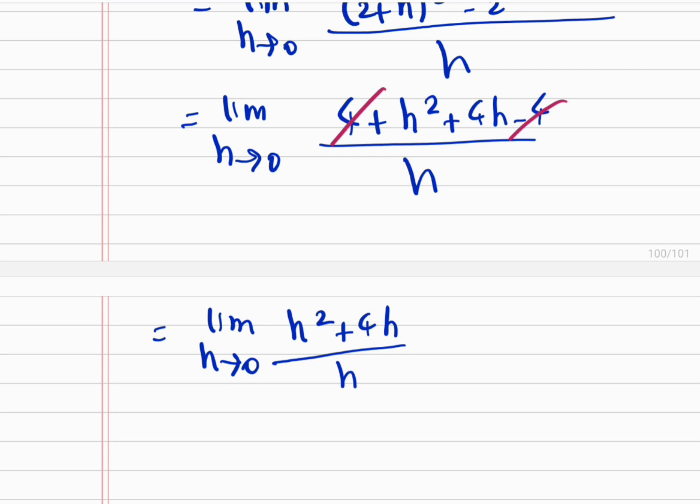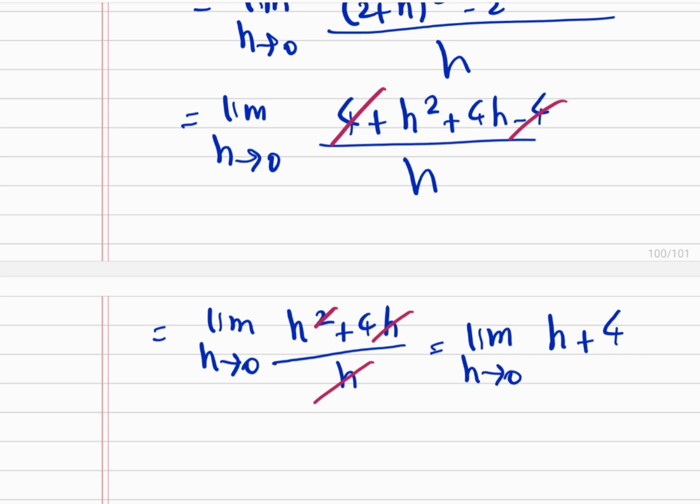And we can also simplify this further. Because we have h in the denominator, it simplifies with the h in the numerator, so we are going to get the limit of h plus 4 as h tends to 0.